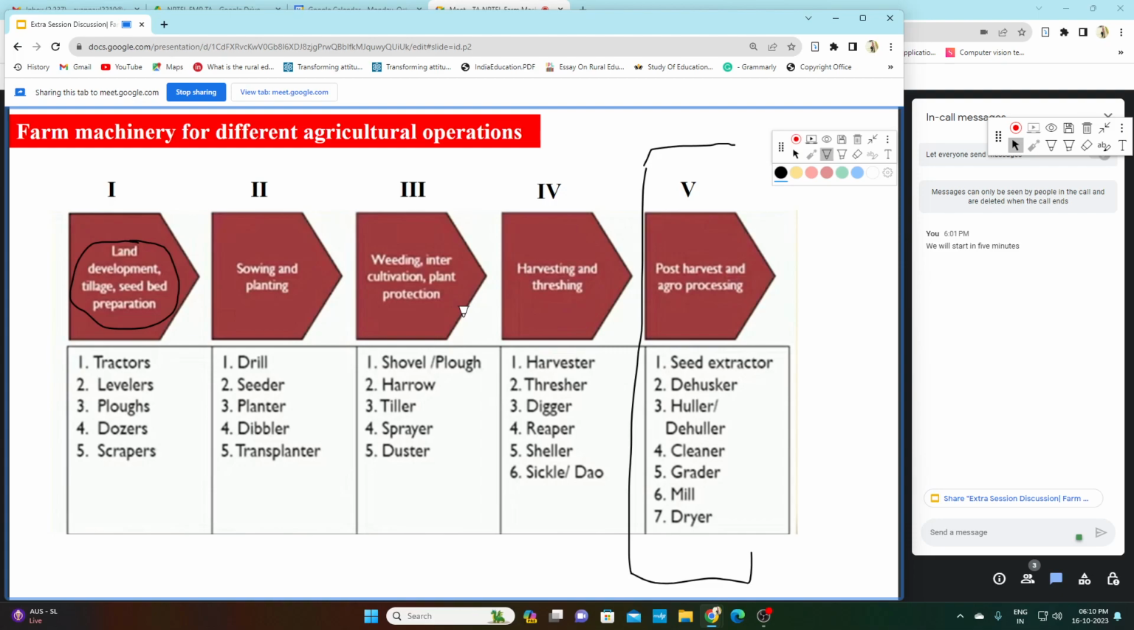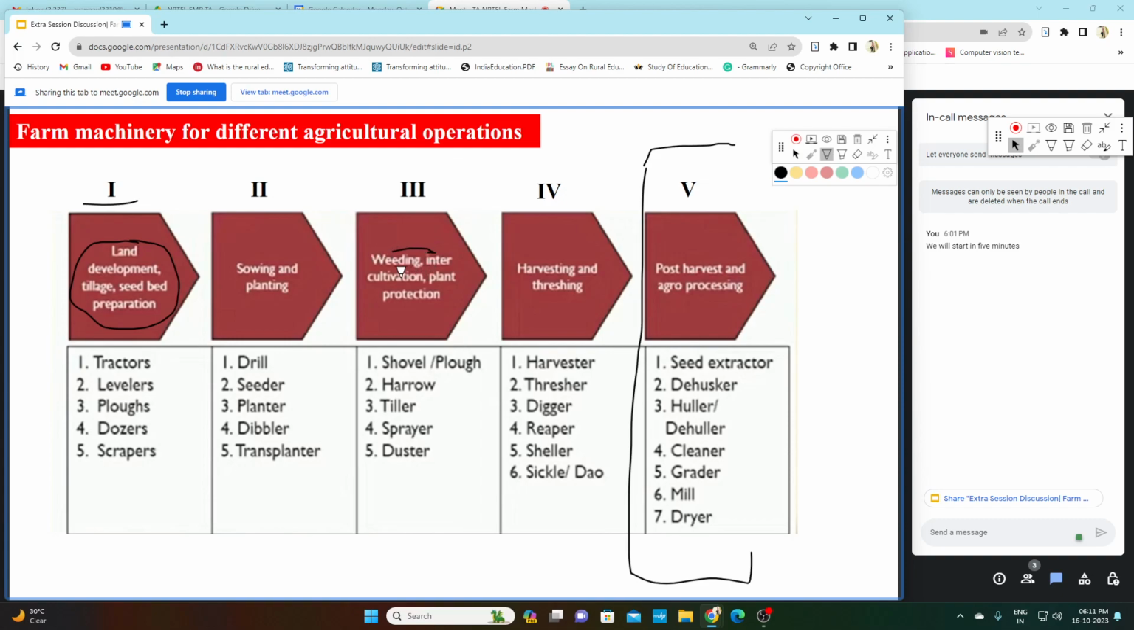Again, I am repeating this, and whoever is attending or will be watching this video again, this is very important, because whenever you are asked what is farm machinery, you have to mention these four different operations. The fifth is not important because it is a post harvest operation, which does not come under farm machinery. So what are the four operations again? First is land development, tillage or seedbed preparation. Second is sowing and planting. Third is intercultural operation and plant protection. Weeding is also known as intercultural operation.